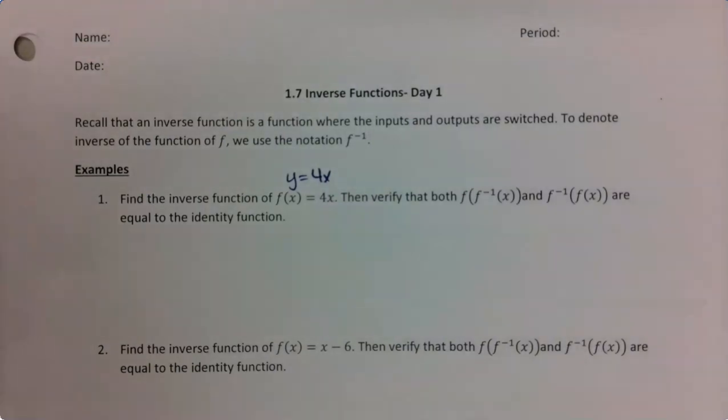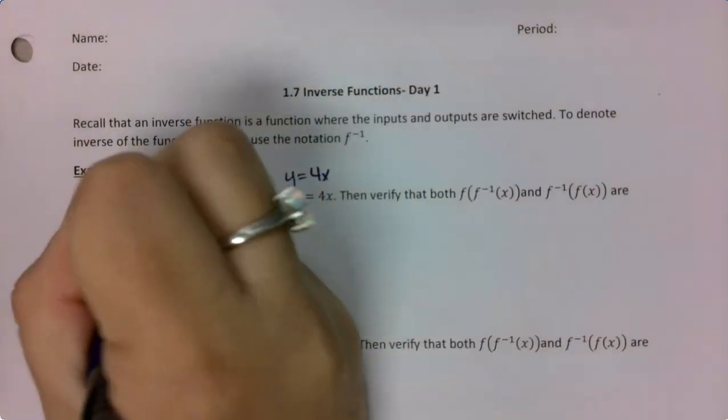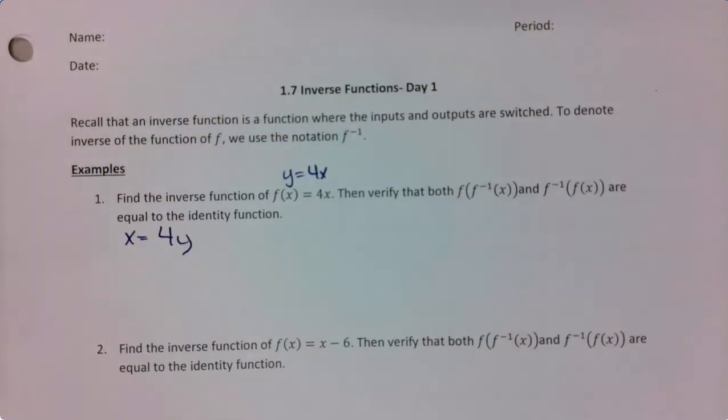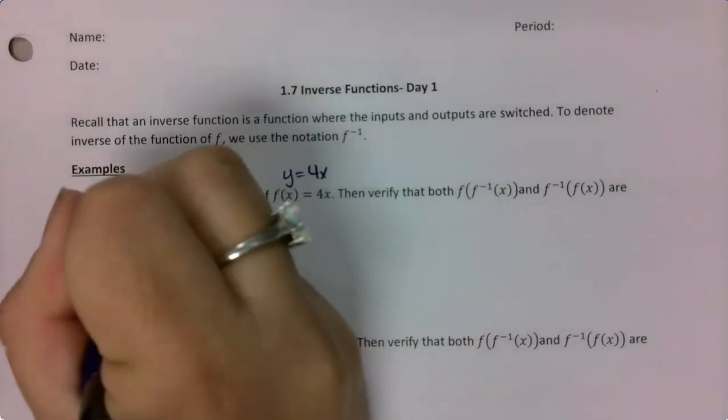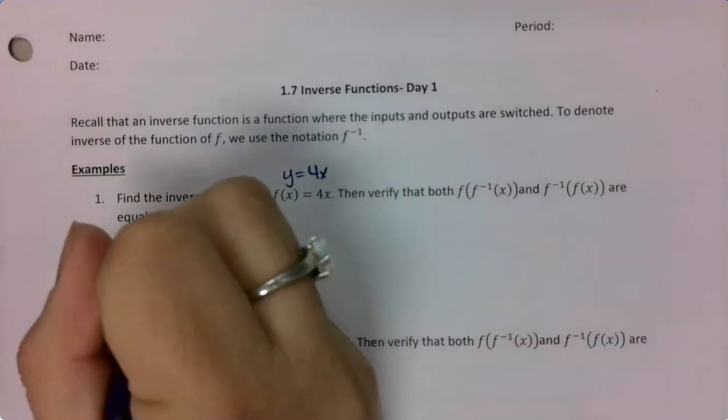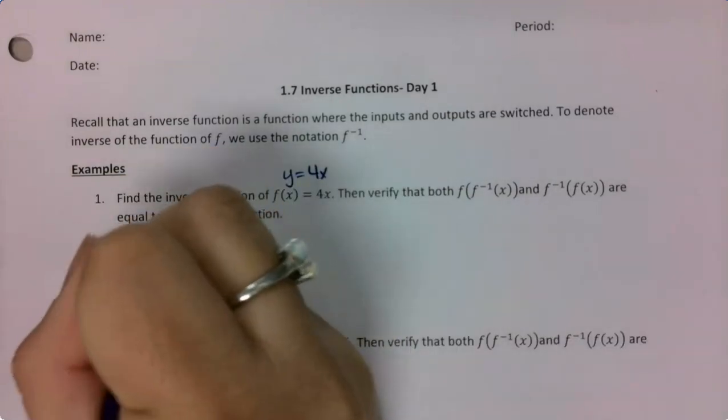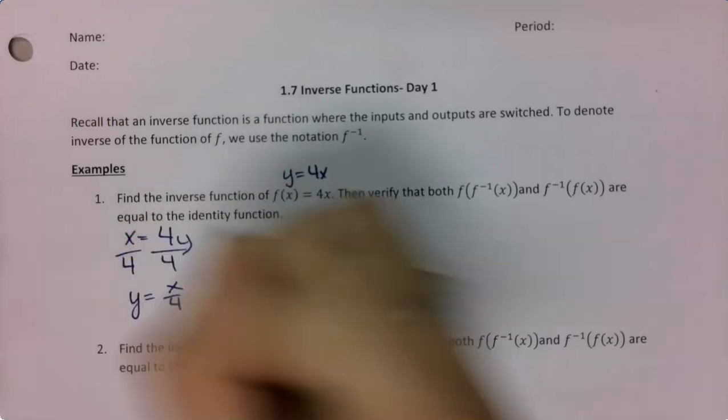And then I want to switch my input and output values. So I'm going to write it as x equals 4y. Okay. Then I want to solve for y. So I'm going to divide both sides by 4, which gets me y equals x over 4.